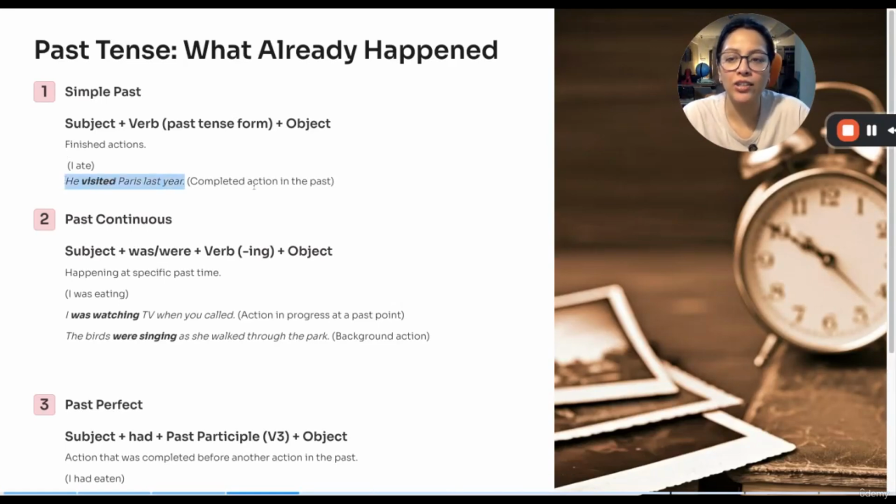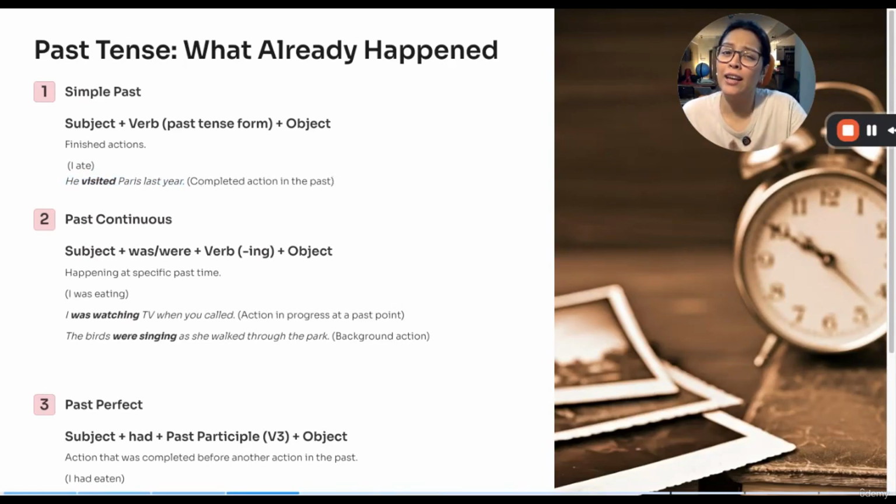He visited Paris last year. He is your subject plus verb. The past tense of the verb visit becomes visited. He visited Paris last year. Most of the time, in order to identify if something is simple past, look for the time element. If there is a time element, mostly it's a simple past. Like for example, the time element here would be last year.